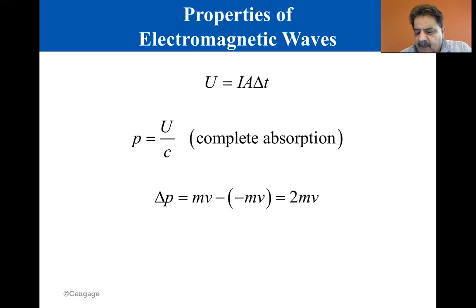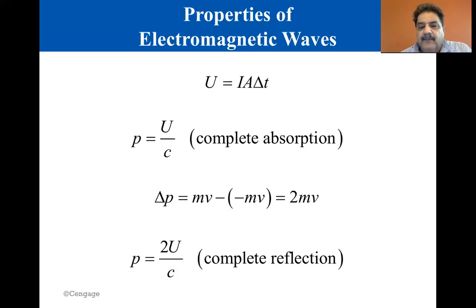So for complete reflection, the momentum is shown here. The momentum is 2U over c. So for complete absorption, we get U over c. For complete reflection, we get 2U over c.